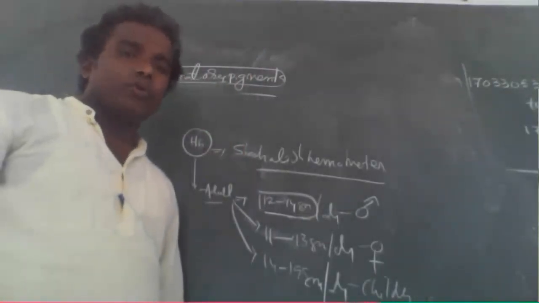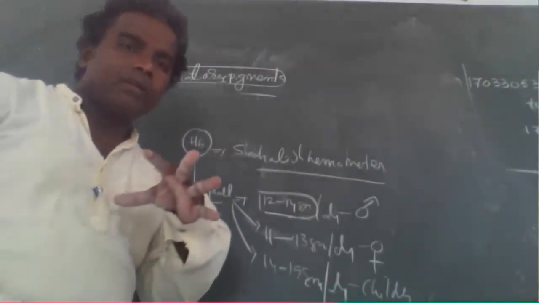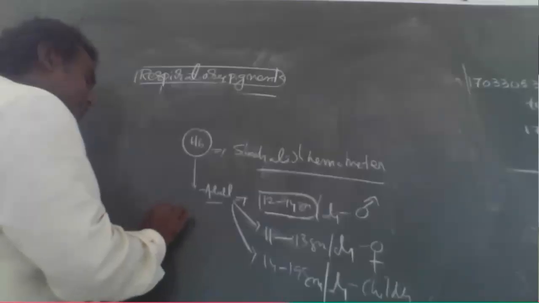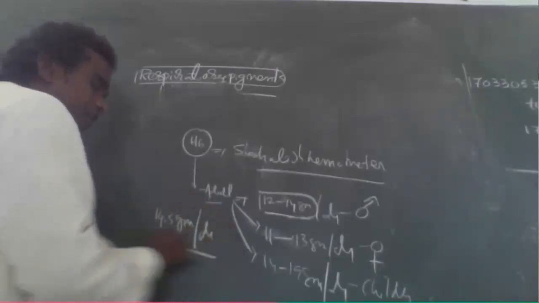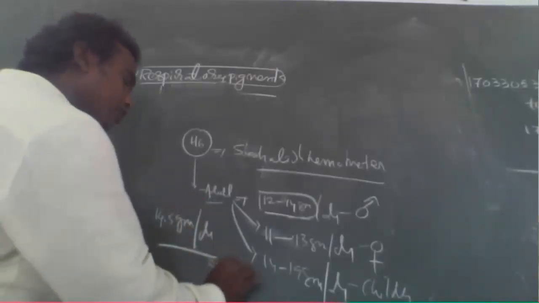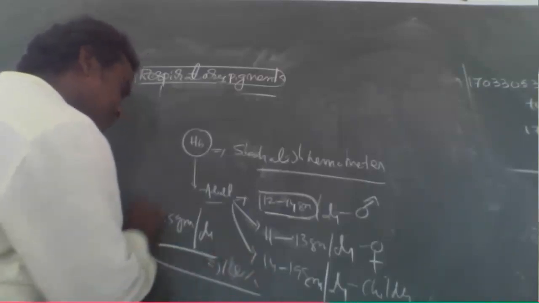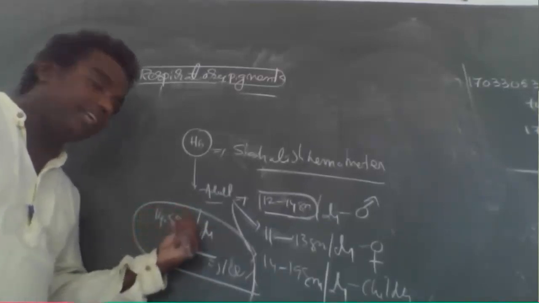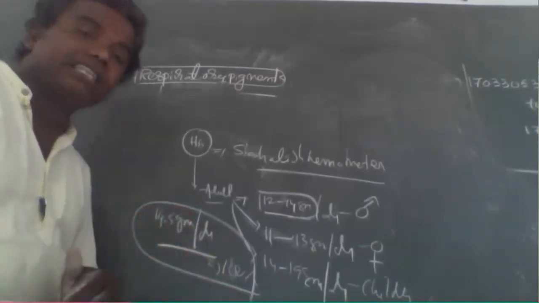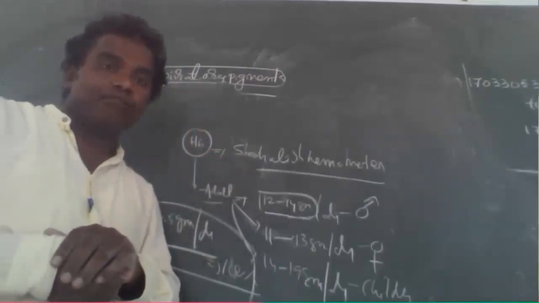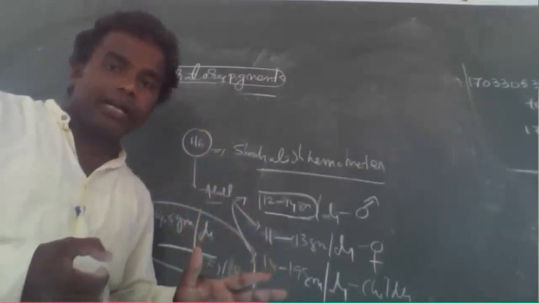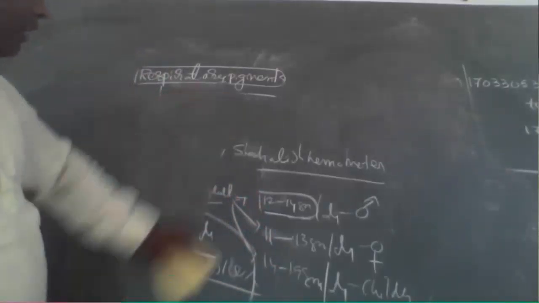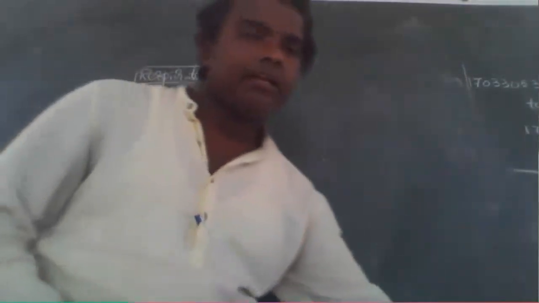Remember one thing: 14.5 grams per dl of hemoglobin is equal to 100% of hemoglobin percentage. So that is very, very important. Okay, now this is clear for hemoglobin. Now I would like to explain the next pigment.